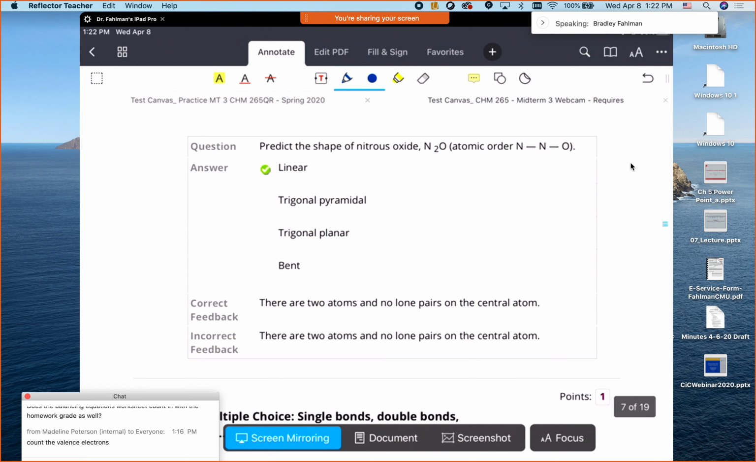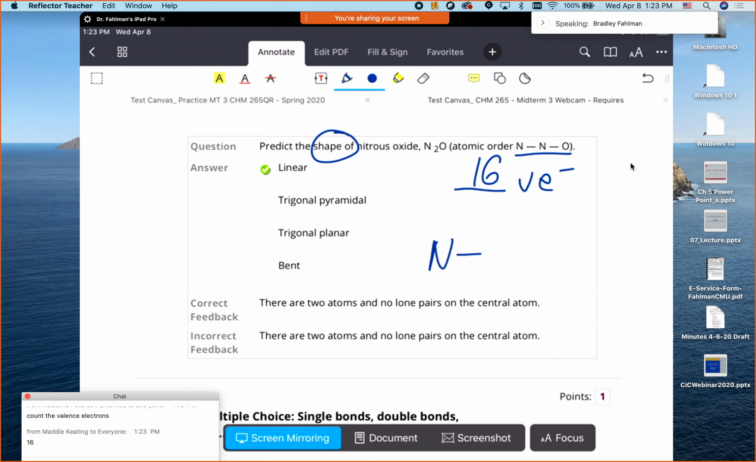Predict the shape of nitrous oxide, and then I tell you kind of the order of it. And so for this, again, shape, you're going to have to do the Lewis structure first. And so how many valence electrons do we have? So you're counting up 2 nitrogens and 1 oxygen. Yep, so 16. Okay, so then let's put it like this. So that's 4, 5, 6, 7, 8, 9, 10, 11, 12, 13, 14, 15, 16.